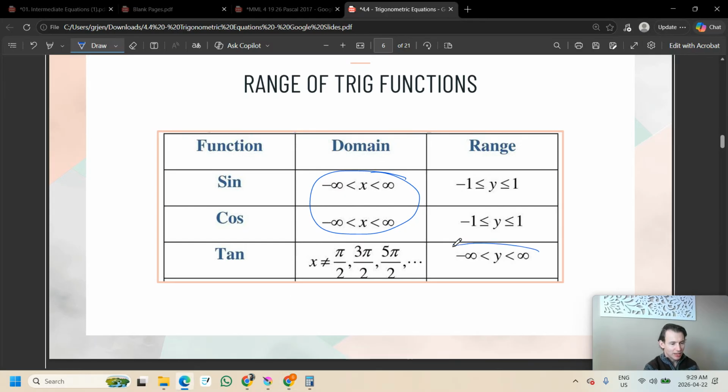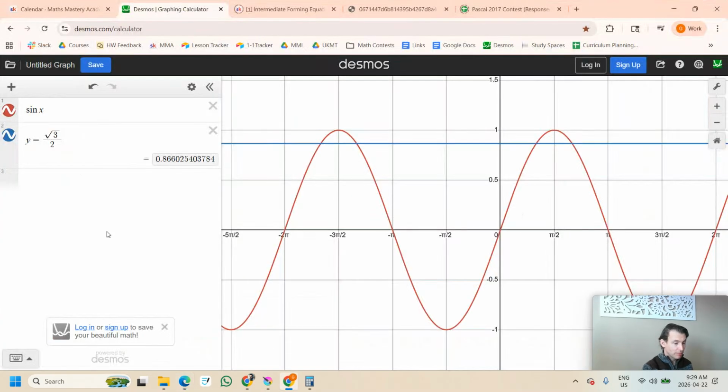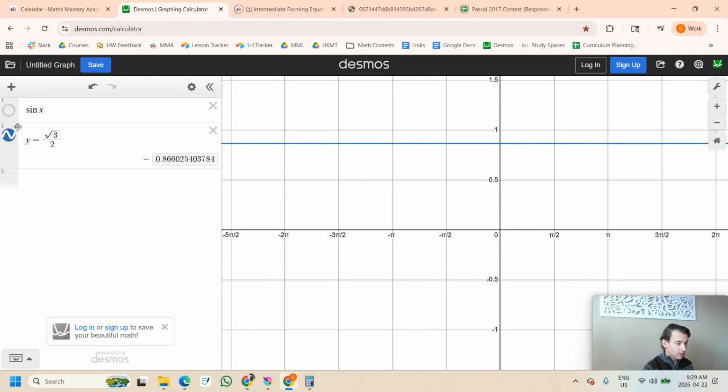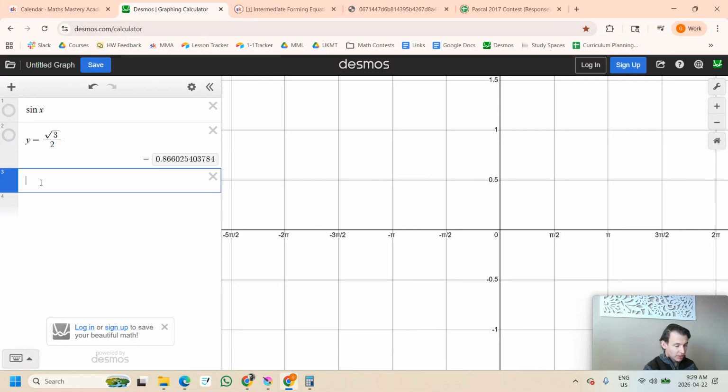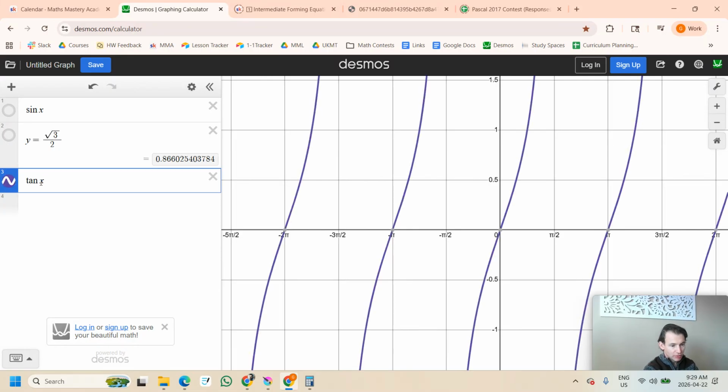Tangent, on the other hand, has no max nor min. It can go off to infinity in both directions. And it goes out to infinity in both directions too for x, but it does have some vertical asymptotes. And it has vertical asymptotes over here. Let me show you. So if we turn that one off for now, that's for later. Tan x, right, all of these.